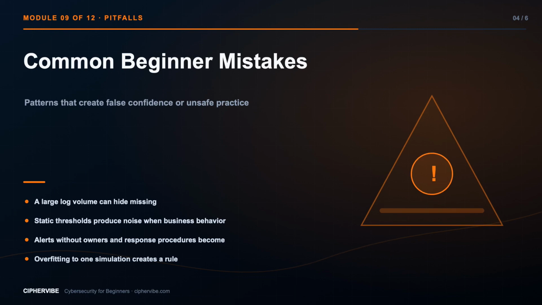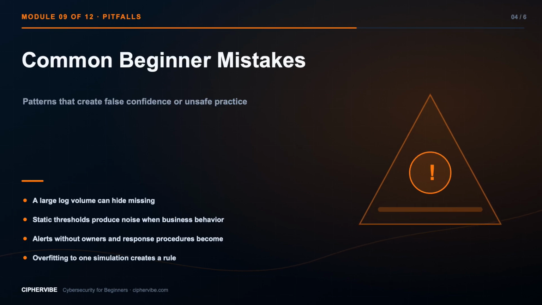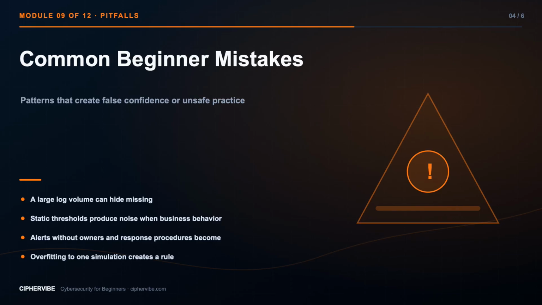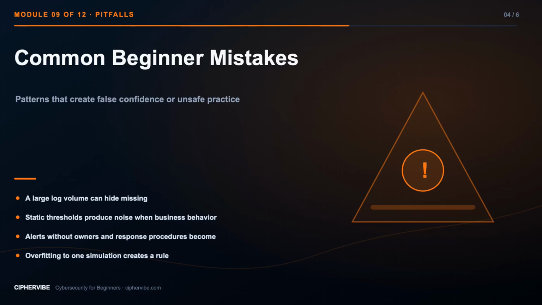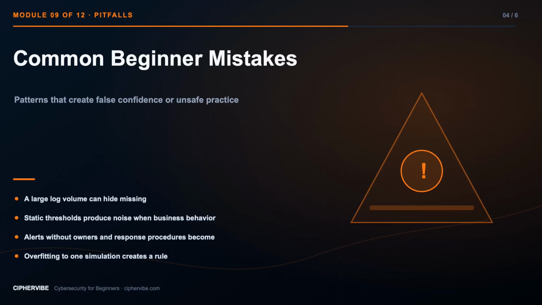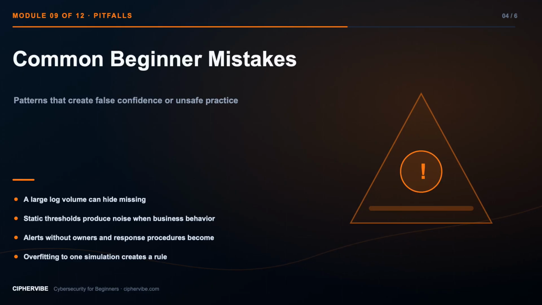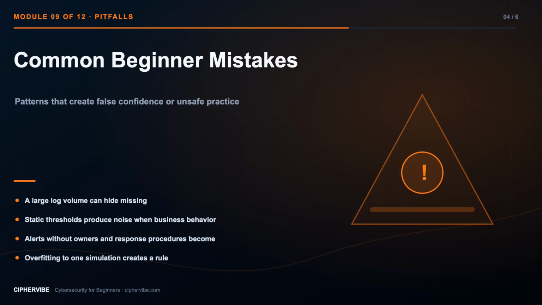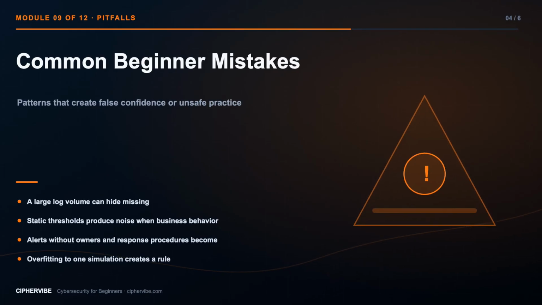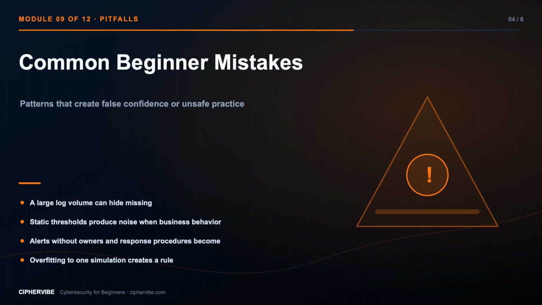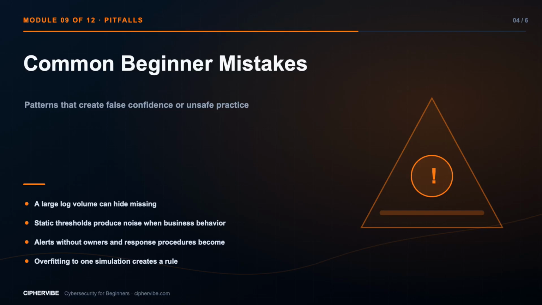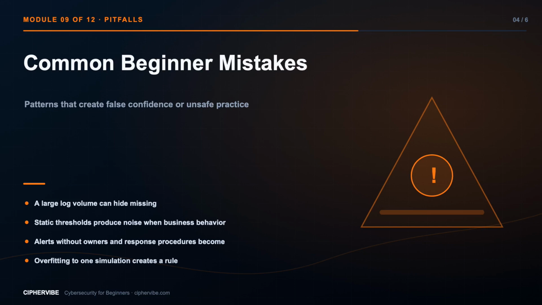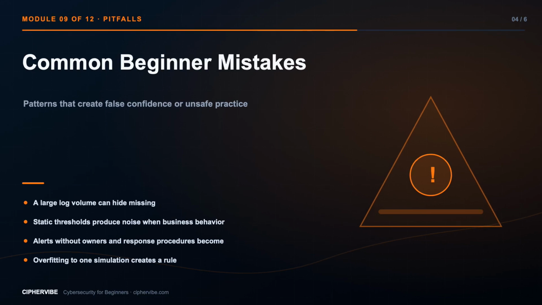Fourth, overfitting to one simulation creates a rule that misses realistic variation. Fifth, sensitive logs create privacy and access risks of their own. These mistakes often share one cause: confusing an available signal with a complete explanation. A tool can report a finding, a successful action, or a score while important scope, context, ownership, and verification remain missing. Avoid absolute claims. Words such as secure, compromised, fixed, and compliant require scope and evidence.